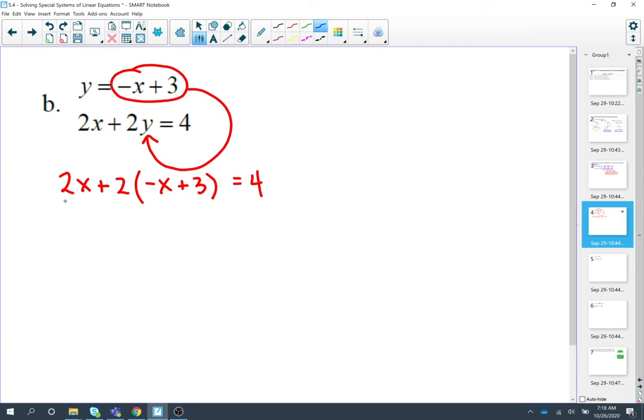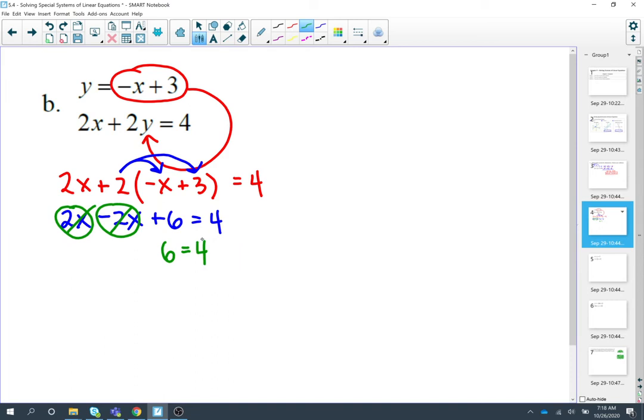Then I'm going to solve this, so I'm going to leave the 2x. Then I'm going to distribute: 2 times negative x is negative 2x. 2 times 3 is plus 6 equals 4. Then I'm going to take my 2x and my negative 2x, and those are going to combine to 0. They cancel each other out, and then we're left with 6 equals 4. Now, when I look at 6 equals 4, that statement is false. That's not true, and all my variables are gone, which means no solution.